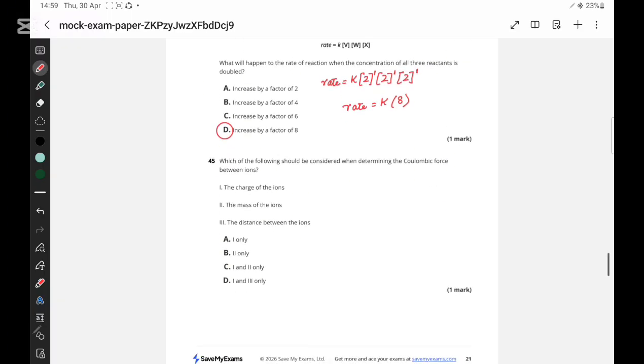For the next question, which of the following should be considered when determining the Coulombic force between ions? Two things are important: the charge of the ions and the distance between the ions. The charge of the ions is directly proportional to the Coulombic force, and the distance between ions is inversely proportional to the force. So our answer is 1 and 3, and we will go with option D.